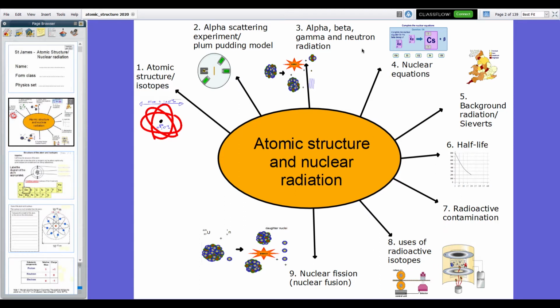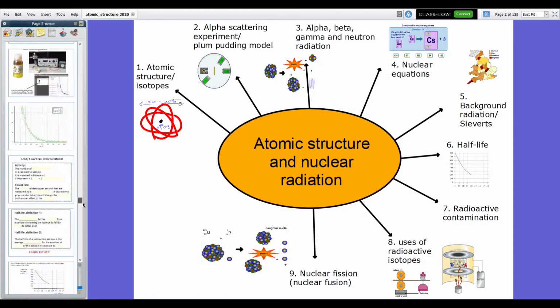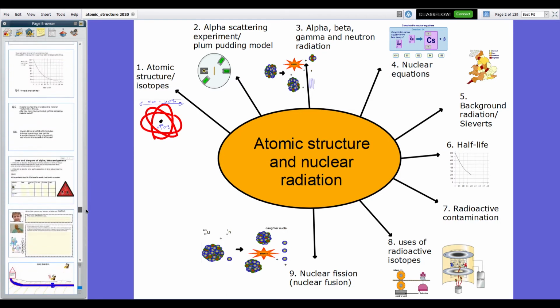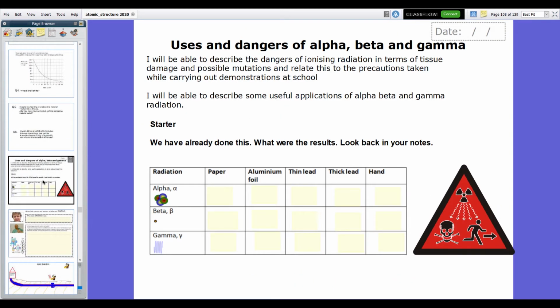We've covered the fundamental nature of what alpha, beta and gamma are, nuclear equations, and half-life. So in this little lesson, we're just going to look at some of the issues behind being exposed to nuclear radiation and ionizing radiation, and then some of the uses in commerce and industry and in medicine. You've done this task in your booklet, so please go and have a look back at it and see if you put this there.